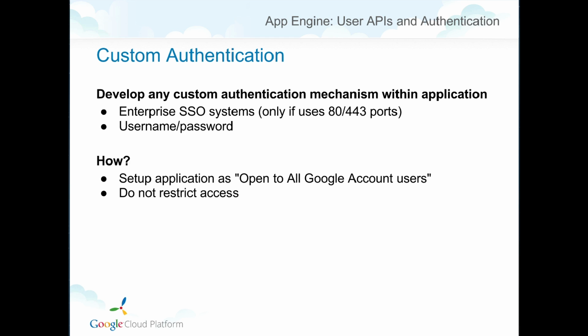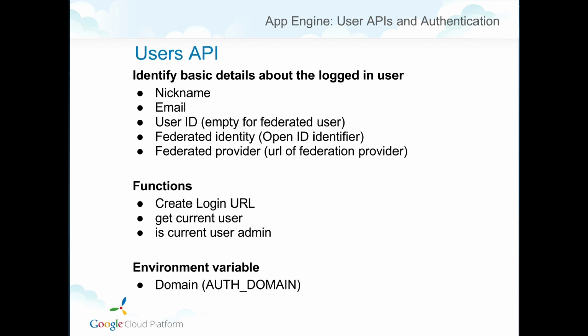And if you go through your own custom route, you would create your application as open to all Google accounts, and you just wouldn't tell your application to restrict access at any point. You just build that into your code yourself. We provide a user API. And what this allows you to do, once someone's authenticated, is get their nickname and their email, which is usually the same thing. They have slightly different variations if it's a federated identity or not.